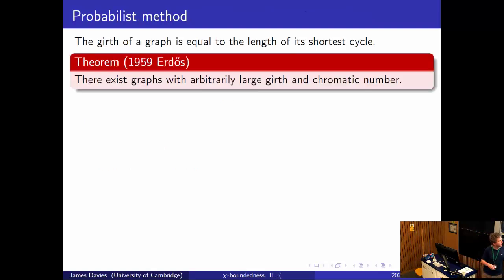Okay. So there's the probabilistic method, and in fact, the probabilistic method was introduced by Erdős for a construction of graphs of large chromatic number. He constructed graphs of large girth and large chromatic number. Girth is the size of your shortest cycle. So this is much stronger than just showing there are triangle-free graphs of large chromatic number.